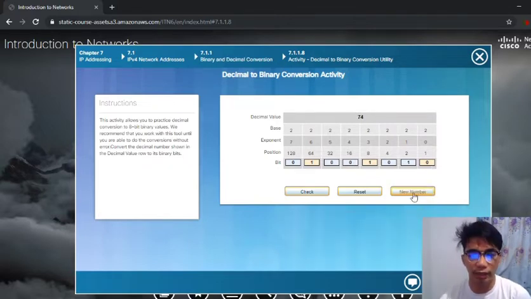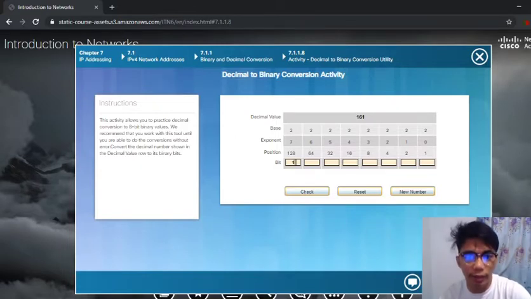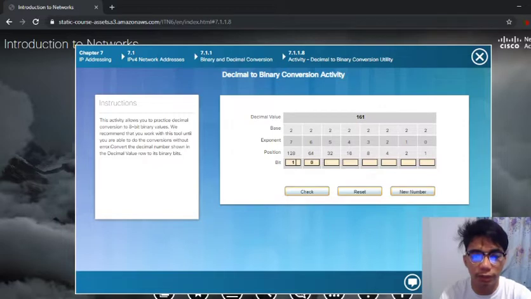Then let's try a new number, 161. As you can see, we can subtract 128 from 161. So let's put 1 in here, and the difference would be 33. So 64 minus 33 won't go, so let's put 0.